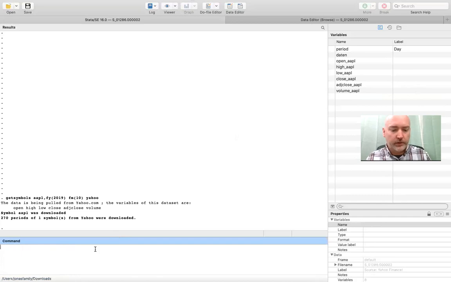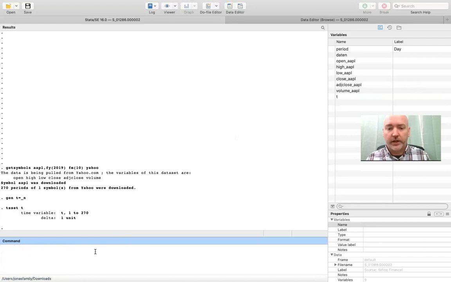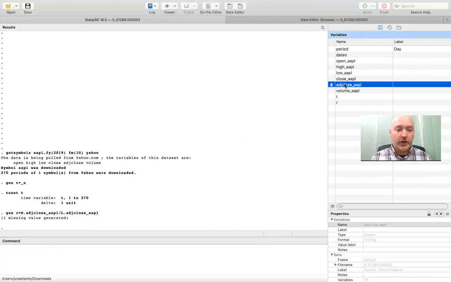And we'll declare our time series here. So we'll generate a time trend, underscore n, tell Stata that that is our time series indicator, tsset t. And then we'll generate the return, call it r, as the difference in the adjusted close. This is daily data, relative to the one period lag. So just the simple percentage change. Okay. So that is the variable that we're going to try to predict with the ARIMA model.